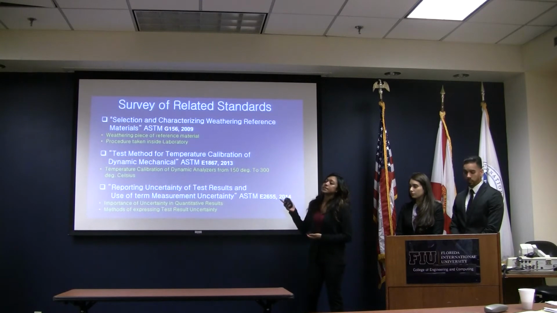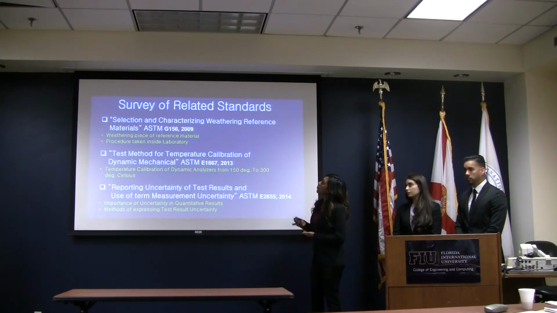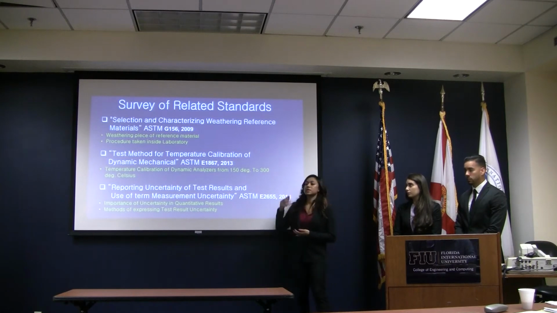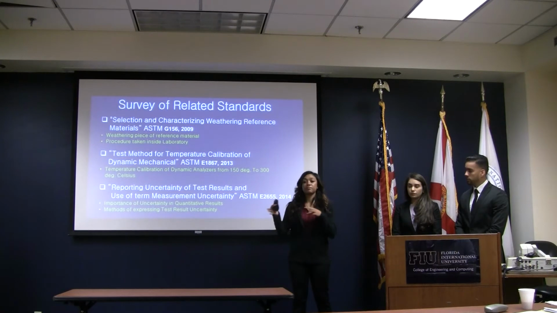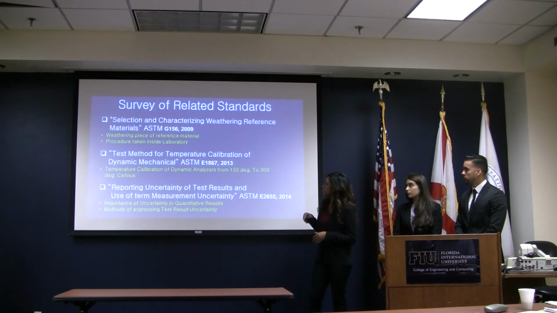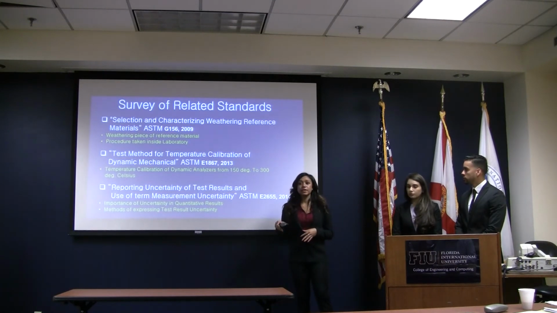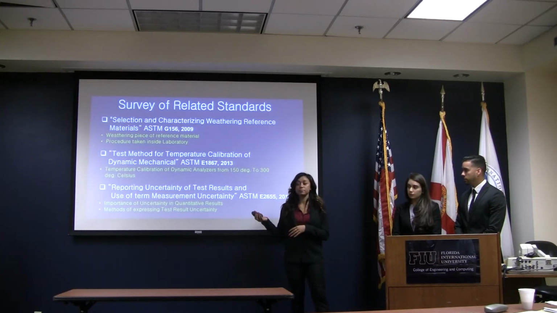And here we have some of the standards that we will be including in our design project. First, the weathering of reference materials. That's when we select one material, and then we keep that constant, vary other materials, and see how the fixture either progresses or fails. As for the temperature calibration, we will be using that standard to set up our calibration table for the air and liquid mediums.